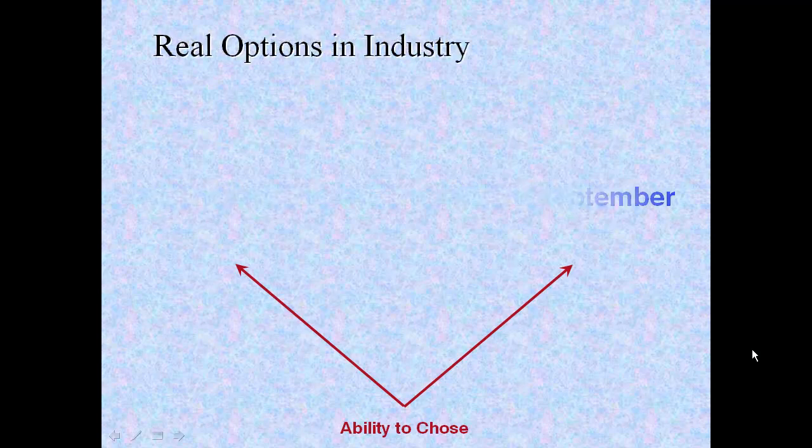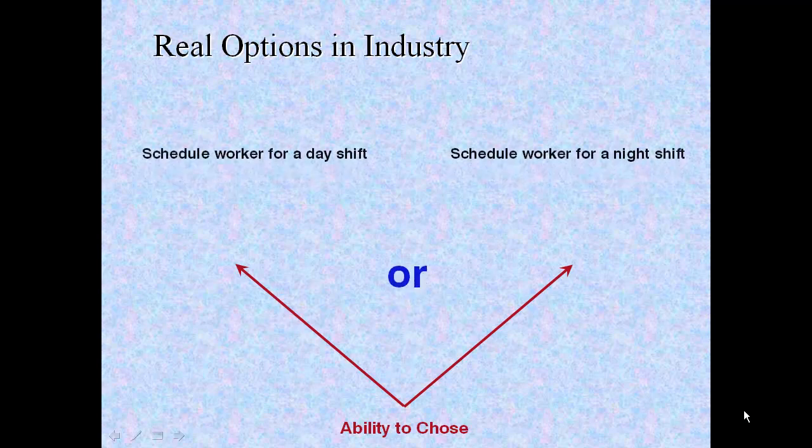Industrial companies enjoy multitudes of real options in their business operations. For example, schedule workers for a day shift or schedule workers for a night shift. Management's flexibility in scheduling its workforce is key to productivity and efficiency. Labor contracts and government regulations can limit that flexibility. It is in management's interest to preserve their flexibility as it has real option value.